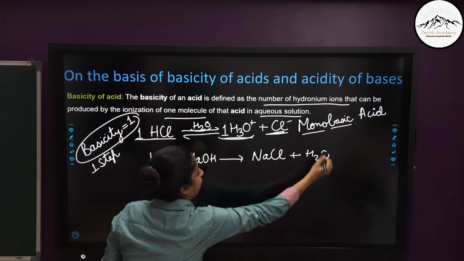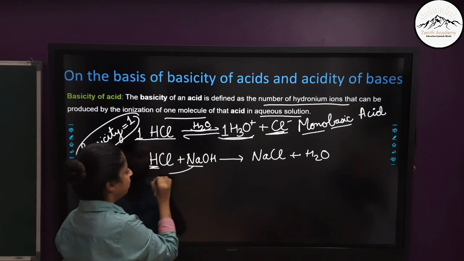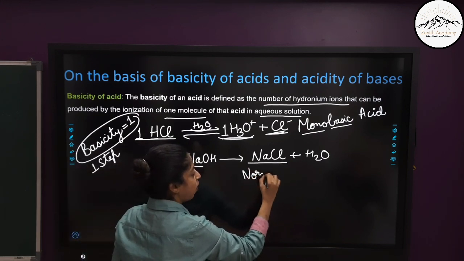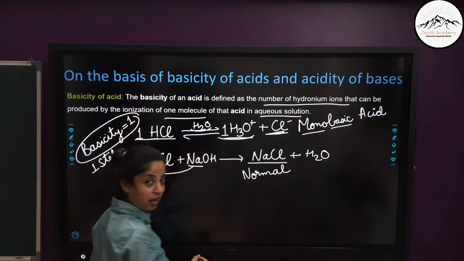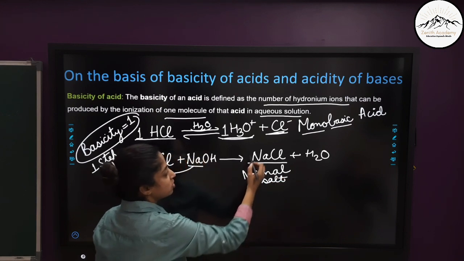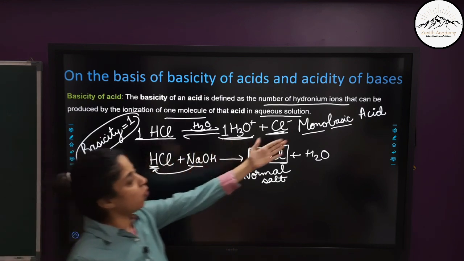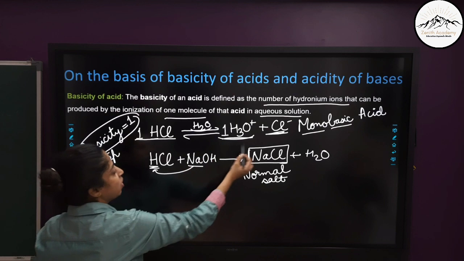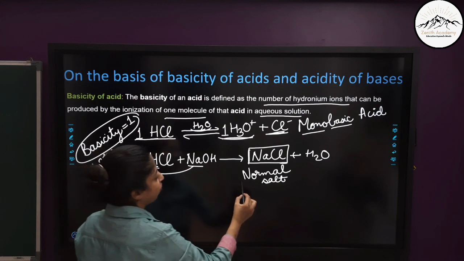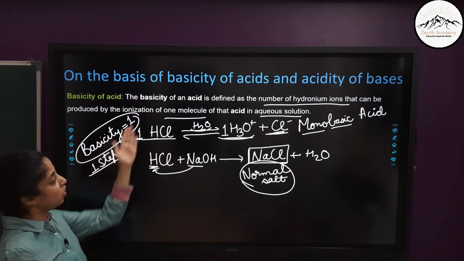Since there was only one replaceable hydrogen, this sodium came here and replaced this hydrogen and formed salt. This type of salt which is formed by replacing the only hydrogen ion that was there is known as normal salt, because now in this salt there is no extra hydrogen that can be replaced. So a monobasic acid is one which gives one hydronium ion per molecule of that acid. It forms normal salt. This reaction is a one-step reaction and the basicity of this is 1.